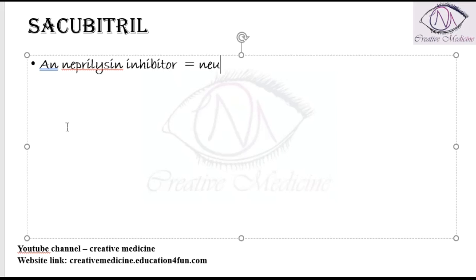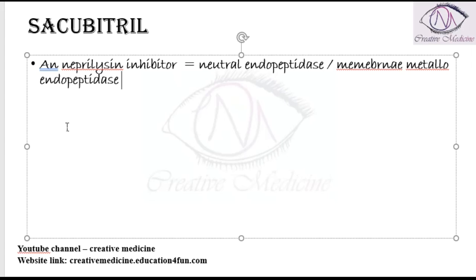What is this neprilysin? Neprilysin is a neutral endopeptidase. This neutral endopeptidase is also called membrane metalloendopeptidase. So what does this neutral endopeptidase or metalloendopeptidase do? This will help in the breakdown of brain natriuretic peptide or atrial natriuretic peptide.